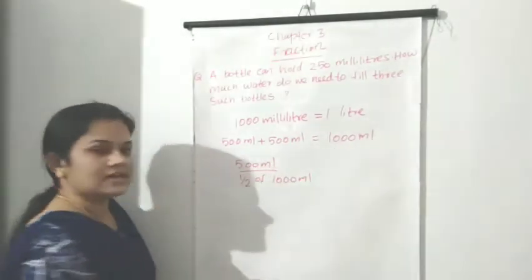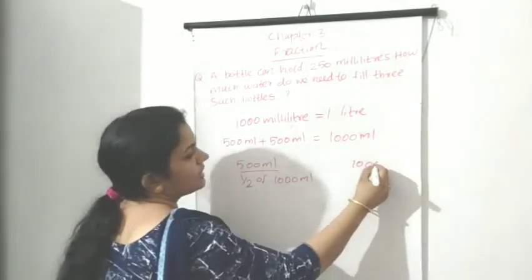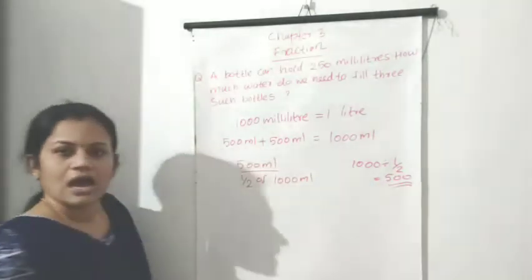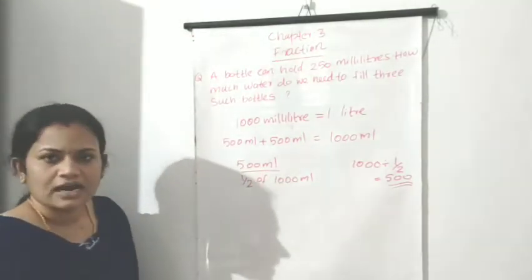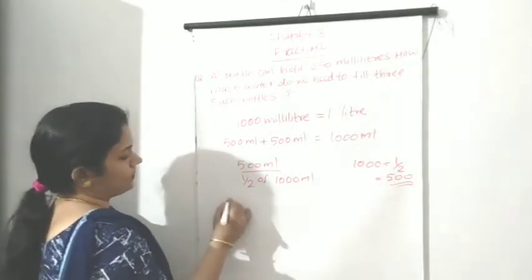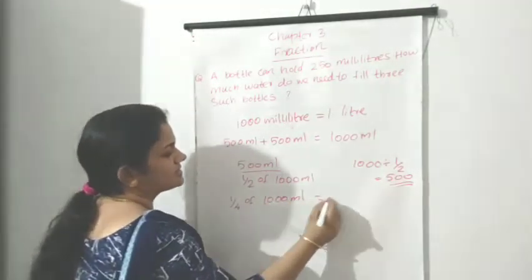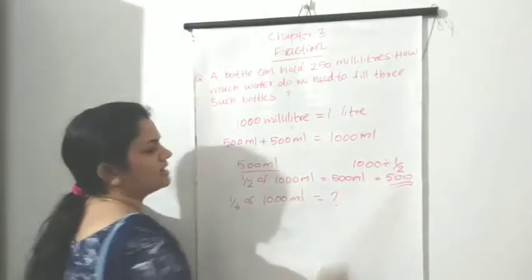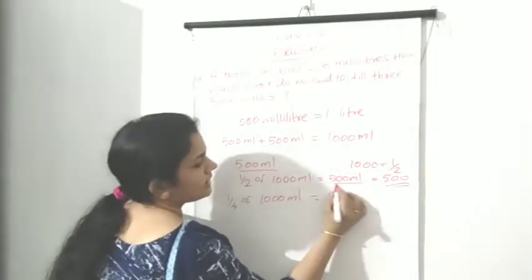How to write half of 1000 milliliter? 1000 divided by 2, or 1 by 2 of 1000. We get 500. Understood? Half of 1000 milliliter. Understood all? So next we can write 1 by 4 of 1000 milliliter. What is this? Half of 1000 milliliter is 500 milliliter. Understood?